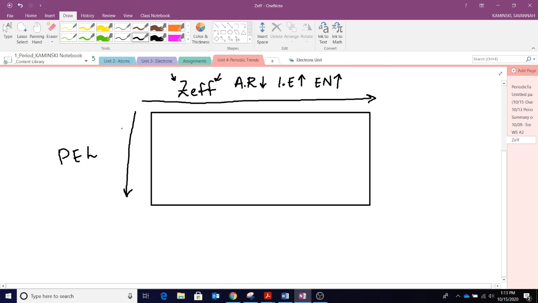Now, when we go down the periodic table, the atomic radius will increase. Ionization energy will decrease. It takes less energy to remove an electron because the atoms are getting more and more spread out, so it's easier to just remove one of those electrons. And then lastly, electronegativity will decrease as well, all because of the principal energy levels.